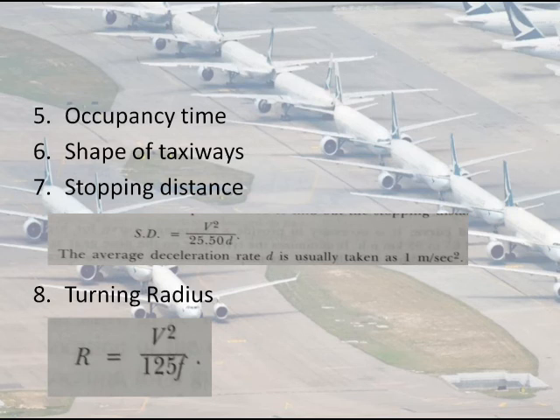The turning radius. The turning radius for smooth and comfortable turn is calculated by the equation mentioned earlier, namely R is equal to V square divided by 125 into f.